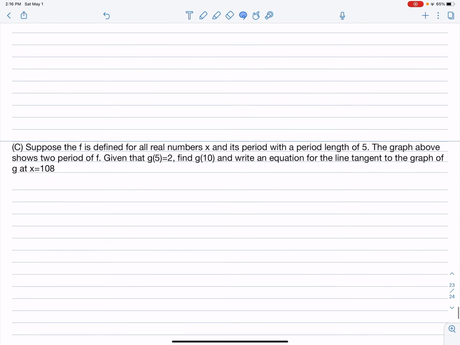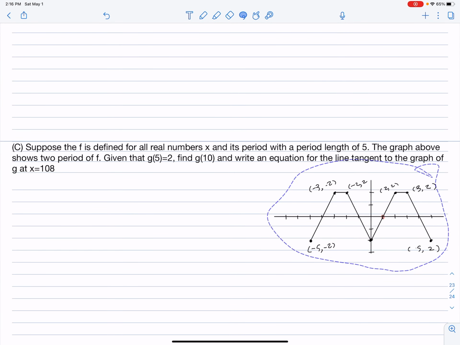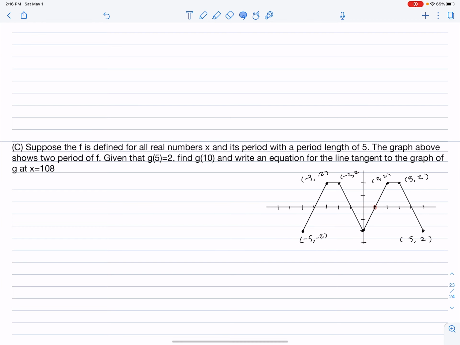Let's put it right here. Okay, let's see what we got here. So suppose that f is defined for all real numbers x with a period length of 5.